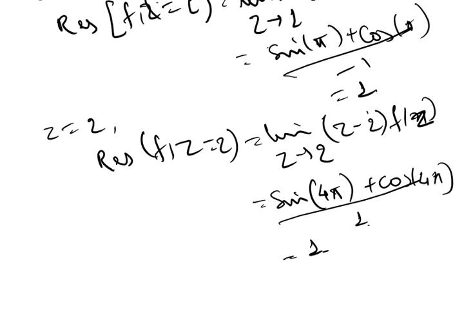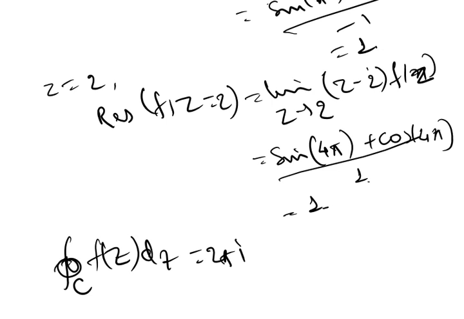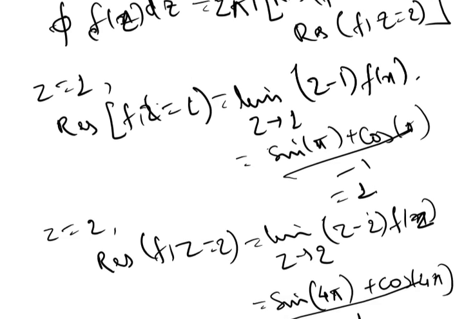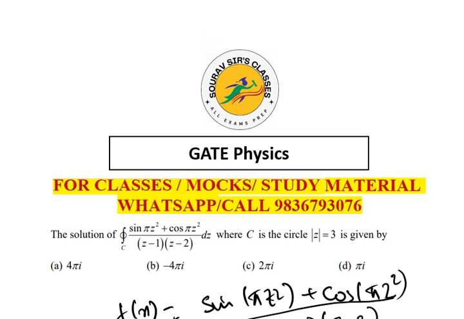So the final result will be given as the closed integral over c of f(z) dz equal to 2πi times (1 + 1). So it will be 4πi, right? So the final answer is 4πi, which corresponds to the first option of our given problem.